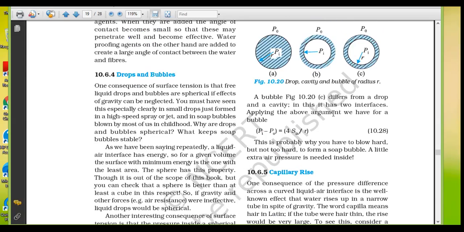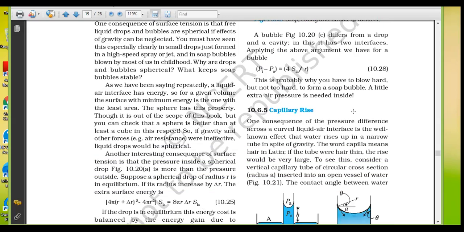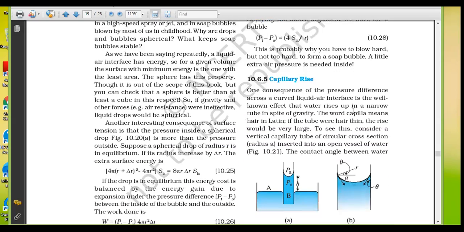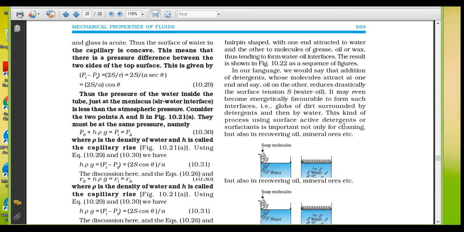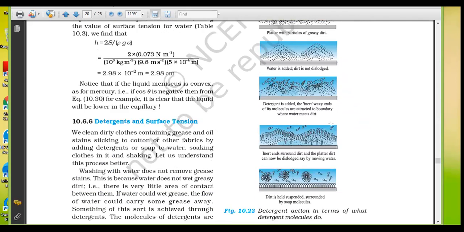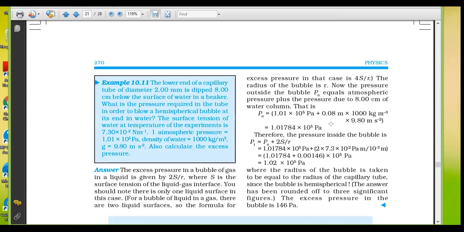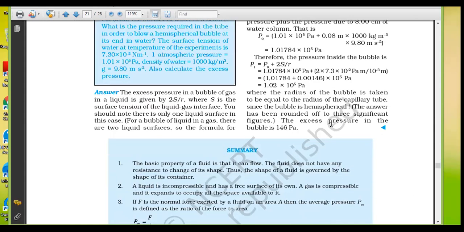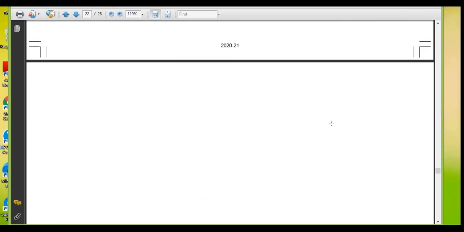We talked about drops and bubbles. We talked about the radius. So here excess pressure. We talked about the capillary rise. We talked about the soap molecules, right? Hydrophobic, hydrophilic. So I think you have 11 examples. So try these 11 examples and then go to the exercise.